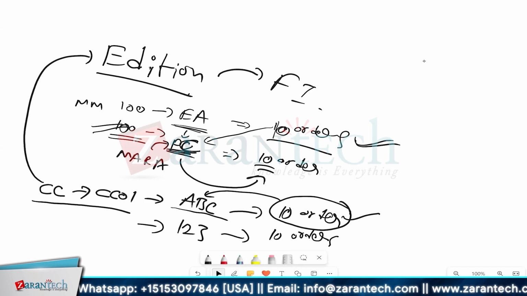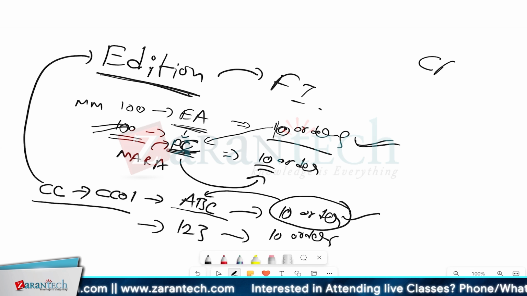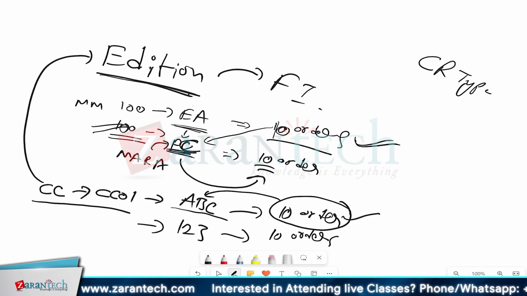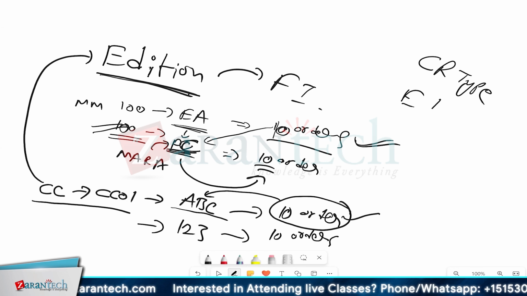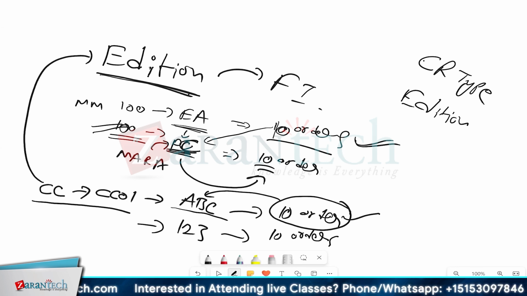Okay, I will show you how an edition looks. You can assume your edition is something similar to your change request type concept. I'll show you that. So when you're in the system, just like how you create a CR type configuration, you also need to create something called an edition. So what does this mean?